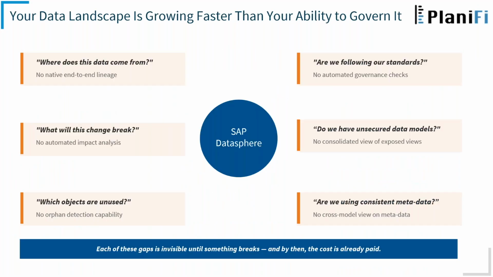I assume that if you joined the webinar, you're familiar with Business Data Cloud and Datasphere as well, and probably not just for a few days, but for quite some time. So the questions on the slide should feel very familiar. Sometimes there are questions around where the data came from. What is going to break when we make changes? This could be changes on an entity level, or even down to a column level. What about making sure that you have consistent metadata?